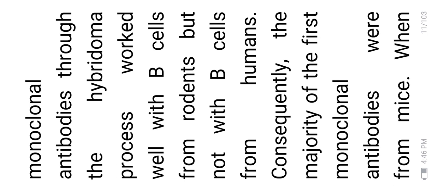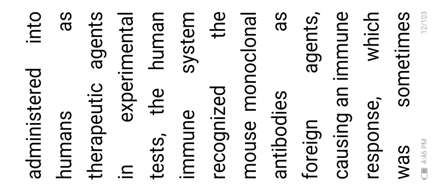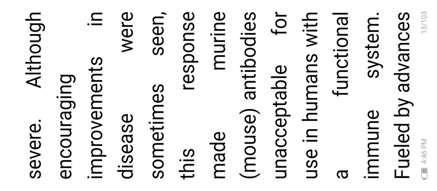Generation of monoclonal antibodies through the hybridoma process worked well with B cells from rodents but not with B cells from humans. Consequently, the majority of the first monoclonal antibodies were from mice. When administered into humans as therapeutic agents in experimental tests, the human immune system recognized the mouse monoclonal antibodies as foreign antigens, causing an immune response which was sometimes severe. Although encouraging improvements in disease were sometimes seen, this response made murine antibodies unacceptable for use in humans with a functional immune system.